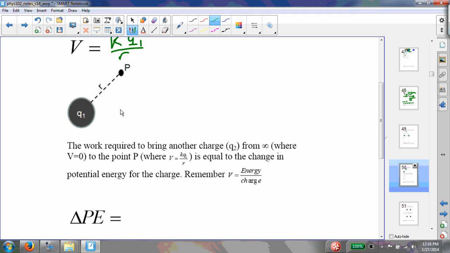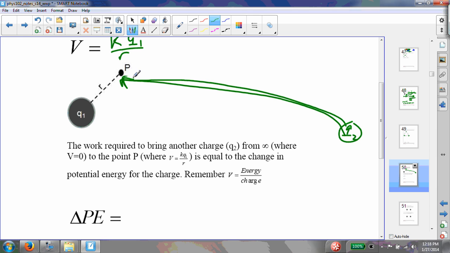Now, the work required to bring another charge, Q2, from infinity. Let's say I have Q2 way over here, and I want to bring it to this point P. I want to know how much work is required to bring that charge into that point P. Because notice, as I bring this charge in, it's going to experience forces that will either cause me to do more work or actually cause me to do negative work, depending upon the direction of the forces.